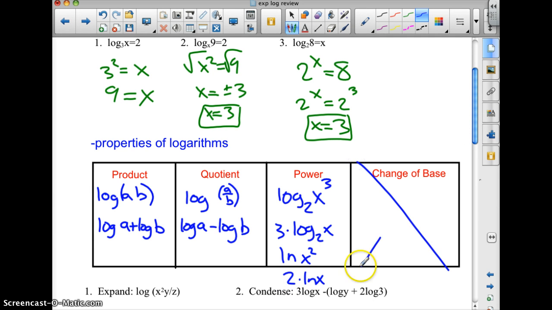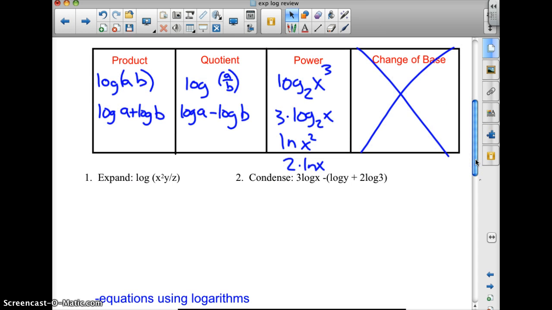Change of base, I don't teach change of base anymore. I teach you guys to write in exponential form and then take the log of both sides, and that is effectively the same thing as change of base. The last thing we need is another thing to memorize.